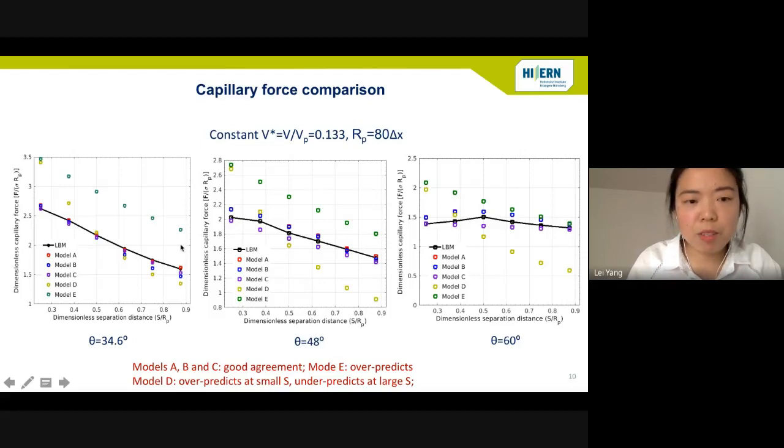In comparison with all the five models, we found the LBM simulation obtains a good agreement with models A, B, C in all the cases, while model D overpredicts the capillary force at small separation distance, while it underpredicts the capillary force at larger separation distance. While in other cases, the capillary force is overpredicted by model E.